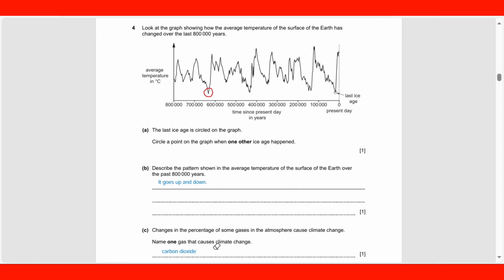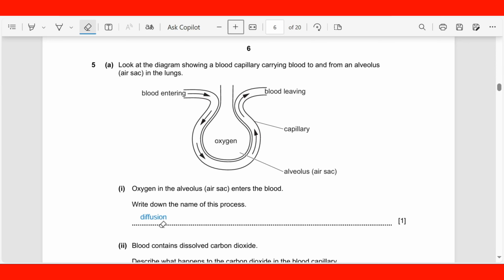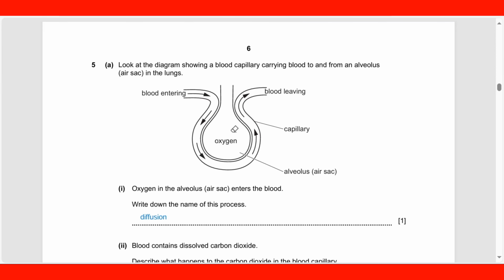Okay, let's move on. If you have any other answer, please write in comment section, because your answer may help other viewers. Well, you may also answer other greenhouse gases such as methane, nitrous oxide. Okay, let's move on. So, guys, is diffusion. Oxygen diffuses to the blood.